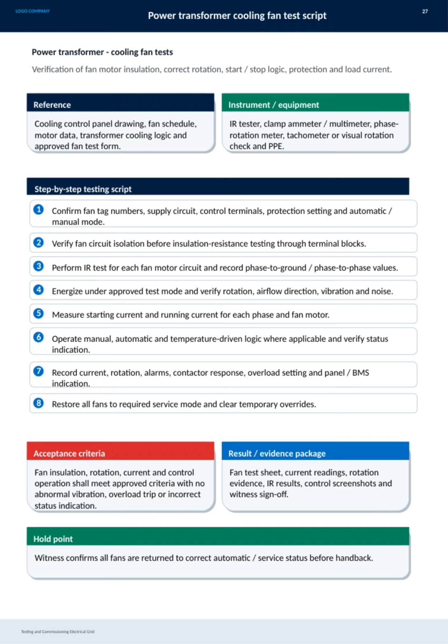The acceptance criteria require fan insulation, rotation, current, and control operation to meet approved standards without abnormal vibration, overload trips, or incorrect status indications. The result package includes comprehensive evidence: fan test sheets, current readings, rotation proof, insulation test results, control screenshots, and witness sign-off. The hold point ensures a witness confirms that all fans are returned to correct automatic or service status before the handback. This process guarantees the cooling fans operate safely and effectively within the electrical grid system.